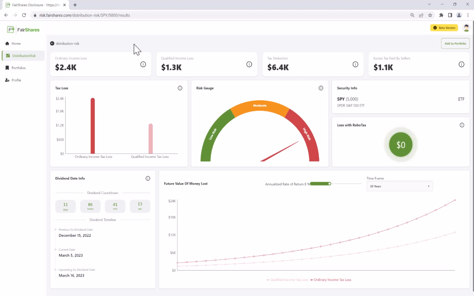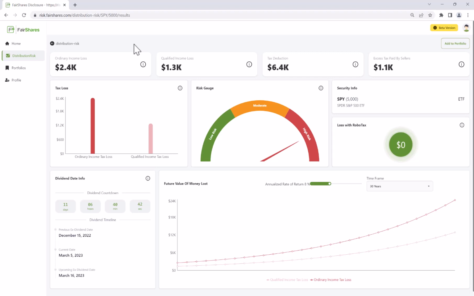Now, in order to qualify for the qualified income, there's a holding period. You have to hold the security for at least 61 days or longer to be entitled to qualified income. Okay, so right now we're dealing with SPY. Well, SPY holds a basket of S&P 500 stocks. You're entitled to receive qualified income for these stocks. However, you have to hold this security for at least 61 days.